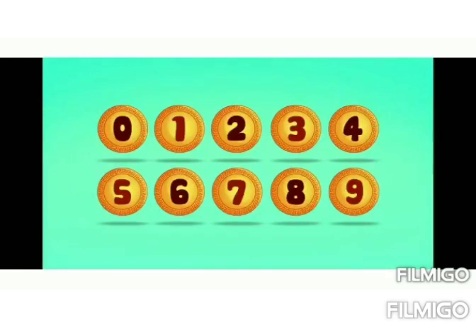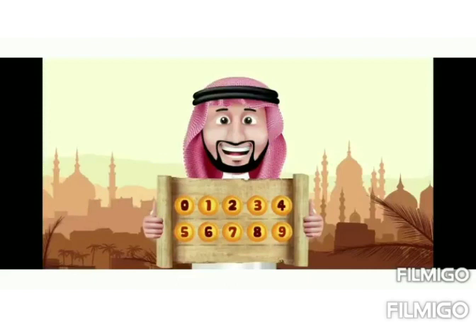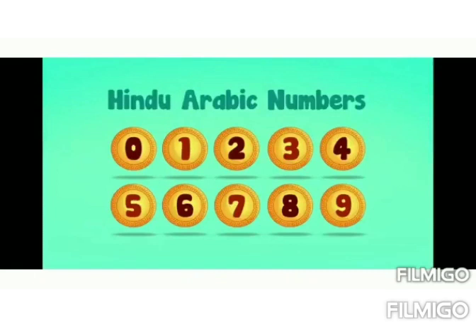The numbers 0, 1, 2, 3, 4, 5, 6, 7, 8, 9 were invented by Hindu mathematicians. These numbers were later adopted by the Arabs. Later, the Arabs introduced these numerals to the West. These numerals, which are now used worldwide, are hence referred to as Hindu-Arabic numbers. In Hindu-Arabic numbers, we use digits from 0 to 9 to write the numbers.